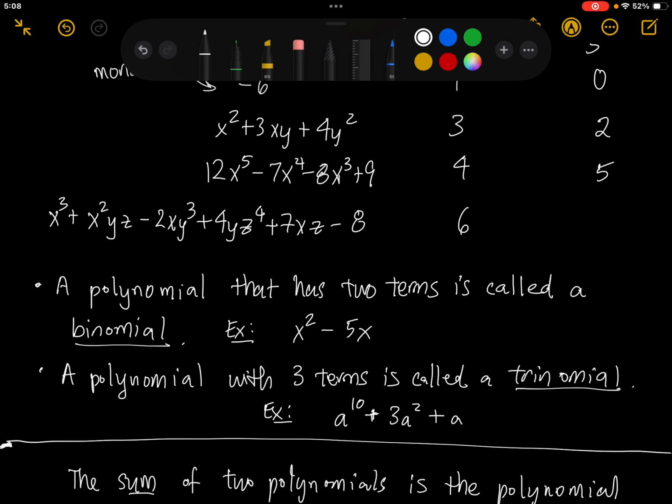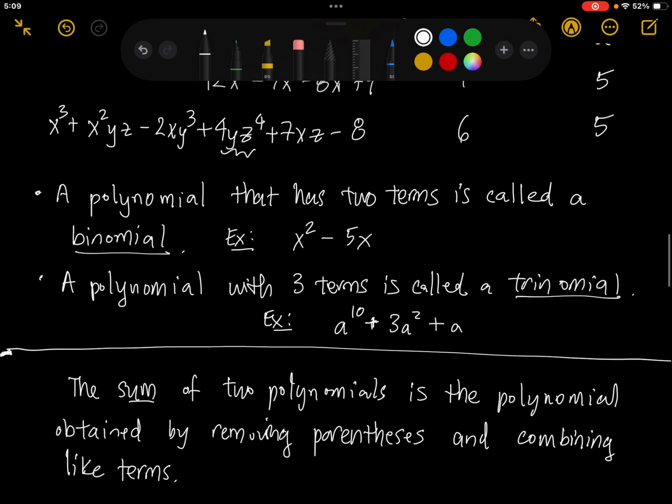It's 5. It's from this term, the 4yz to the 4th term. That has degree 5, and then everything else has degree 5 or below. So the degree of this polynomial is 5. So there's no way to tell right away what the degree of a polynomial is. You have to look at each of the terms, find the degrees of each of those, and then look at what is the biggest degree out of all of those.